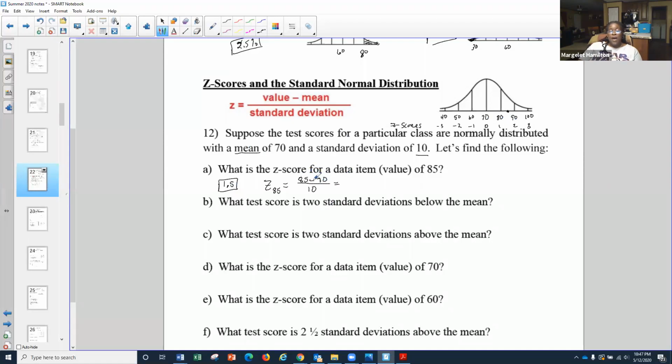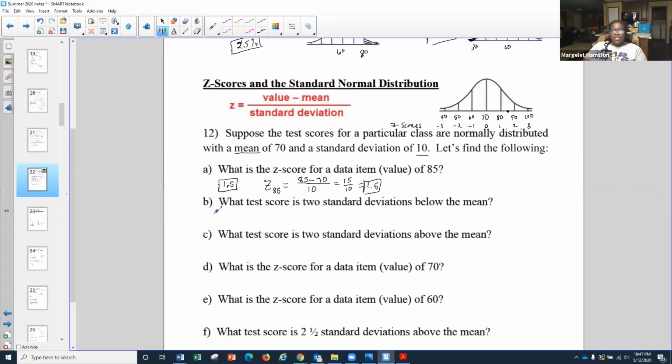So 85 minus 70 gives us, remember, if it's going to be positive, it's positive; if it's going to be negative, it's negative. So we have 15 divided by 10, which simplifies to 1.5, which is what we saw on the graph. All right.